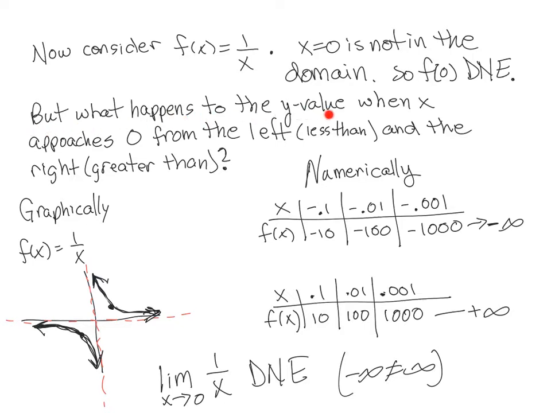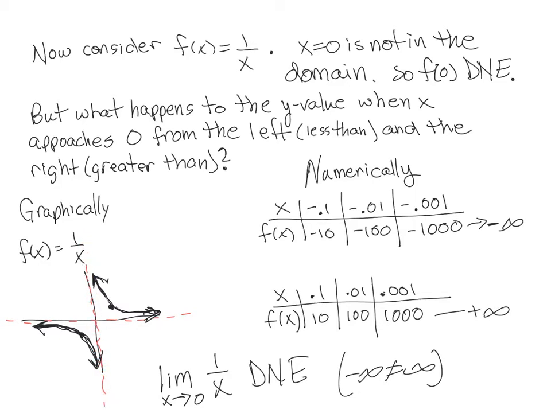Okay, what happens to the y value when x approaches 0? So we need to check this from the left and right hand side. Remember, left will be less than 0, and right will be greater than 0. So if we look at this graphically, this is what 1.2 is concerned with. You'll be looking at graphs and figuring out limits. So the x value in question is 0. That's this asymptote right here.